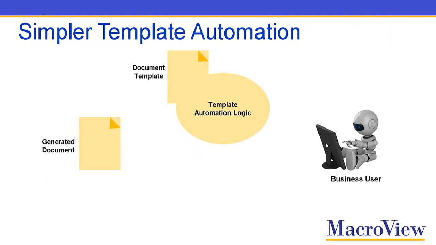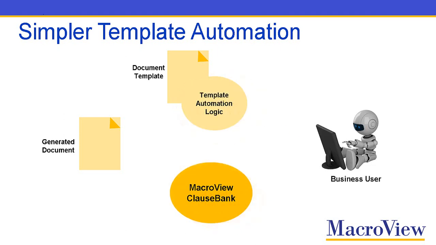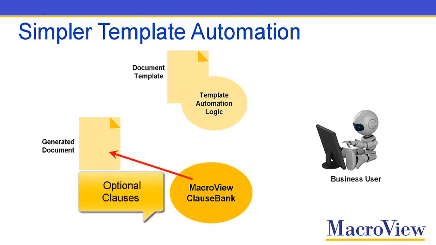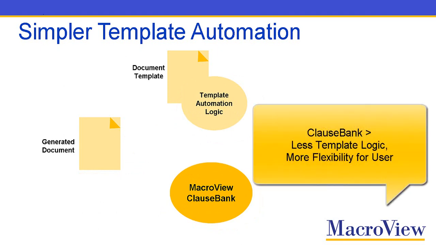Let's take a look. Our diagram shows a document template that has automation logic embedded in it, which is generating a document. That logic prompts the user and, based on responses from the user, includes certain text within the generated document. Introducing MacroView can significantly reduce the volume and complexity of the template automation logic. The template automation logic may still prompt the user for some details for inclusion in the document, but at appropriate points in the automation, Clause Bank can be used to allow the user to choose optional clauses for insertion in the document. The result is less template automation logic and often more flexibility for the business user.